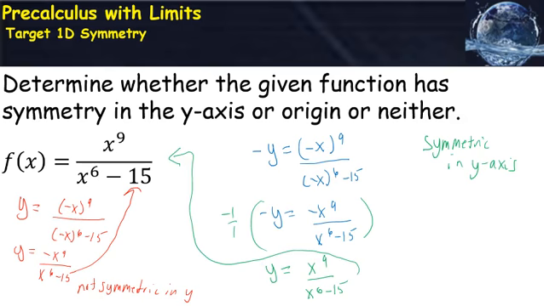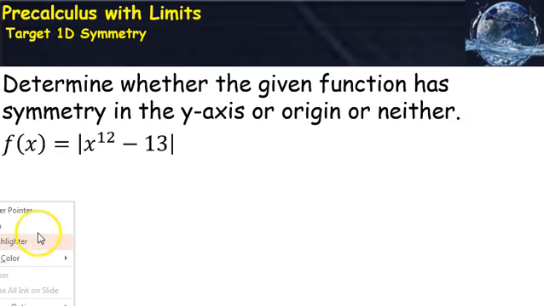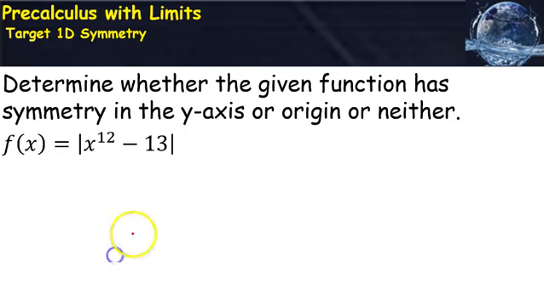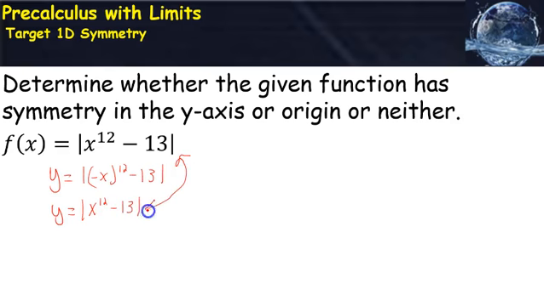Okay, and we have one more practice problem. So here it is. We want to check to see if this is symmetric over y. So I'm going to let x equal negative x. I'm not going to write it down, I'm just going to do it. So I have y equals negative x raised to the 12th minus 13, and that's in absolute values. So I get y is x to the 12th minus 13. And when you look at that, those are equal. So this is symmetric in the y-axis.